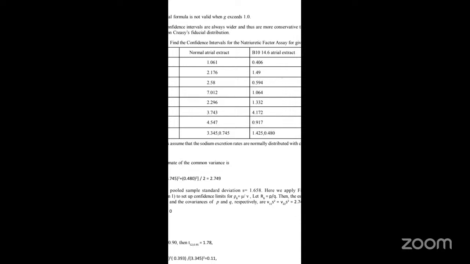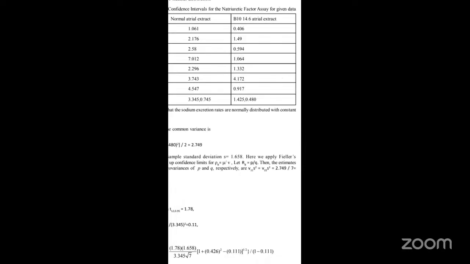The general formula is not valid when g exceeds 1.0. Whereas confidence intervals are always wider and more conservative than the intervals based on Student's t distribution.